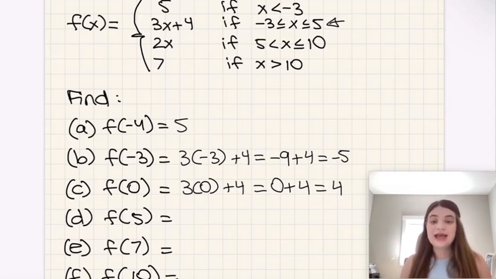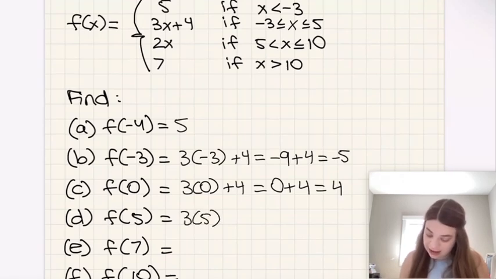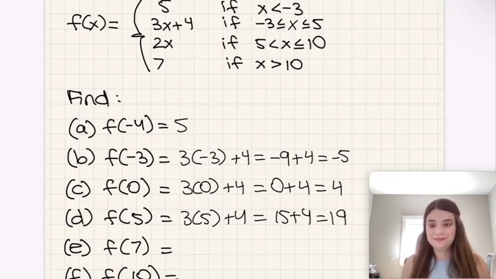The next one is f of 5. So 5 falls into which category? It would fall into this category here, right? Because as long as x is less than or equal to 5, since it includes that equality sign there as well, rather than strictly greater than or strictly less than, it would be 5. So therefore, we have 3 times 5 plus 4, which is 15, plus 4, which is 19.